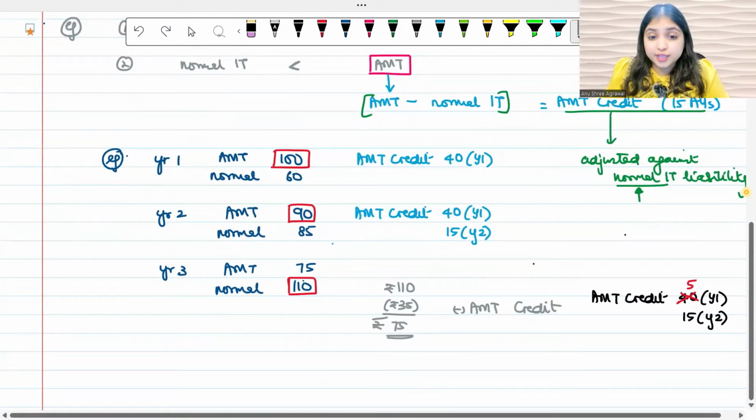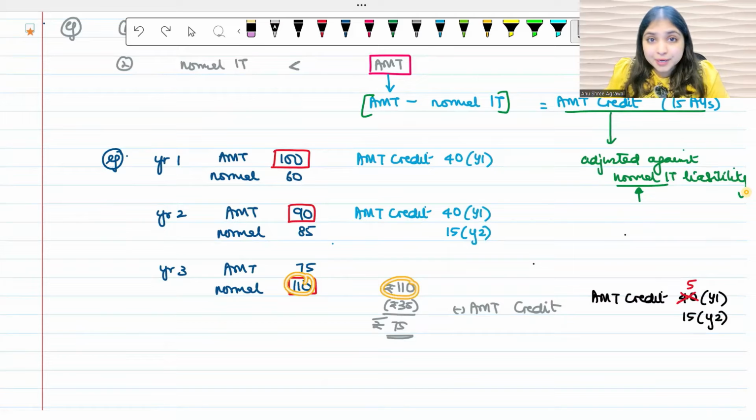Then here I had shown you the example that in year 3, my normal income tax was higher. So because normal income tax is higher, I'll pay normal income tax. But whenever I'm paying normal income tax, I can adjust the AMT credit, guys. I had 55 rupees AMT credit, but I can't utilize full AMT credit. Max to max, how much I can utilize, guys? Only to the extent of this difference of 35 rupees, only this much I can utilize as AMT credit.